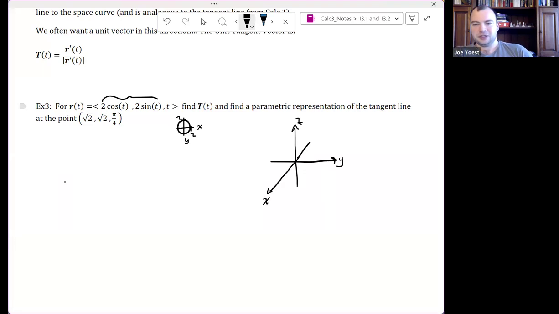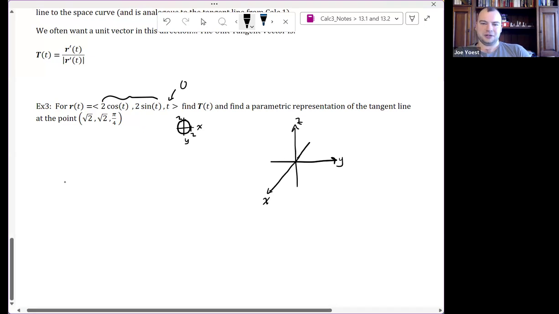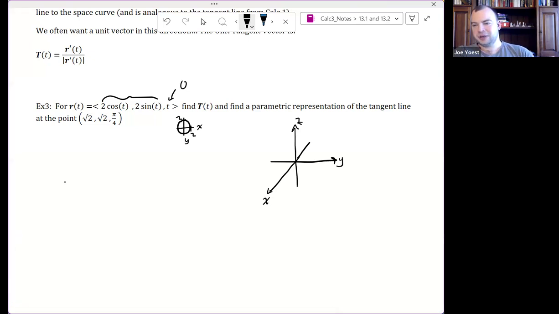So if instead of this being a t here, it was, say, 0, what would happen as t goes from 0 to infinity or from minus infinity to infinity? We would just have a circle being traced out in the xy plane, over and over and over again if the z component was just 0. But the z component's not just 0, it's t.